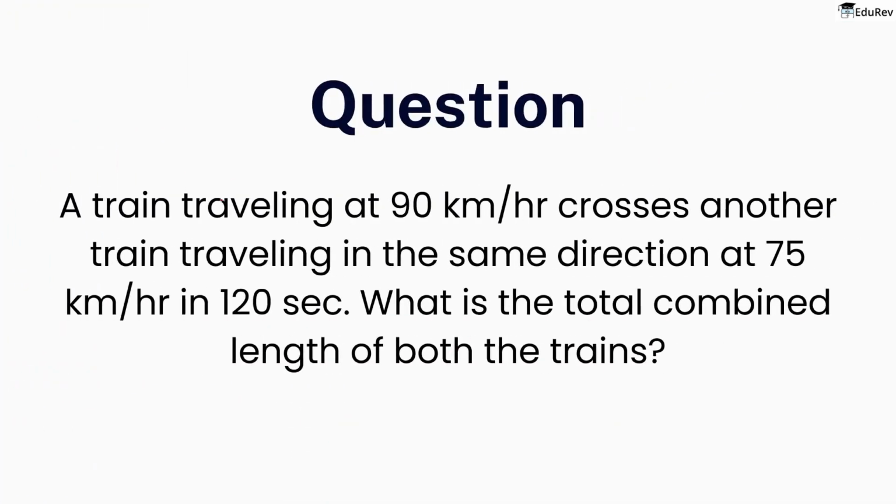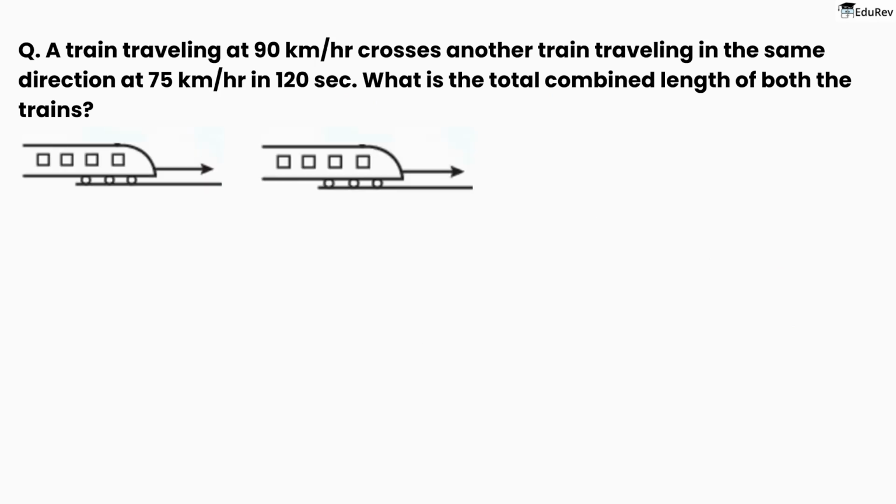Here is a question on relative speed and trains. Question. A train traveling at 90 km per hour crosses another train traveling in the same direction at 75 km per hour in 120 seconds. What is the total combined length of both the trains? Let's say the slower train A, traveling with 75 km per hour, is crossed by the faster train B traveling with 90 km per hour in 120 seconds.